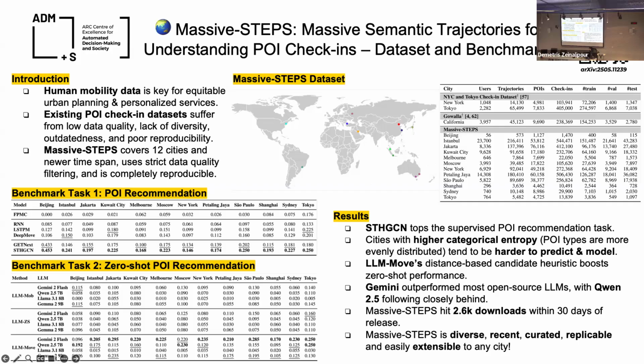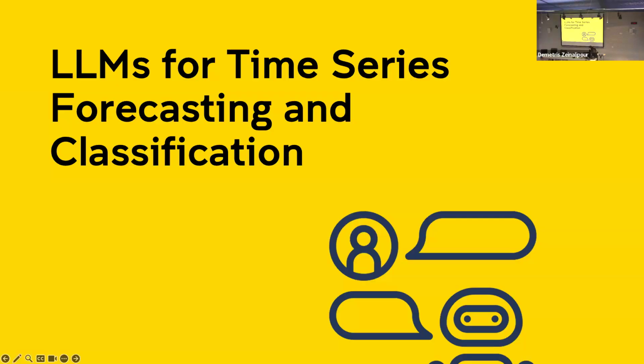Now, I want to move on quickly, I have 45 minutes, to LLMs for time series forecasting and classification. So can we actually now use something like ChatGPT or Gemini to do forecasting or classification? That is very much the question.